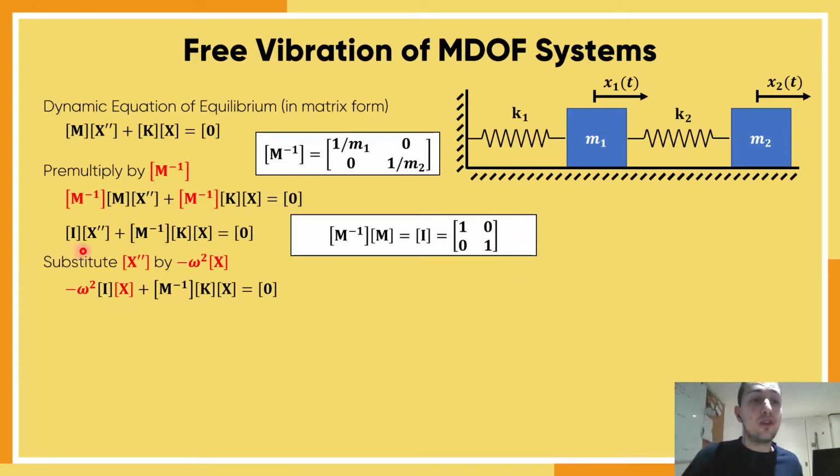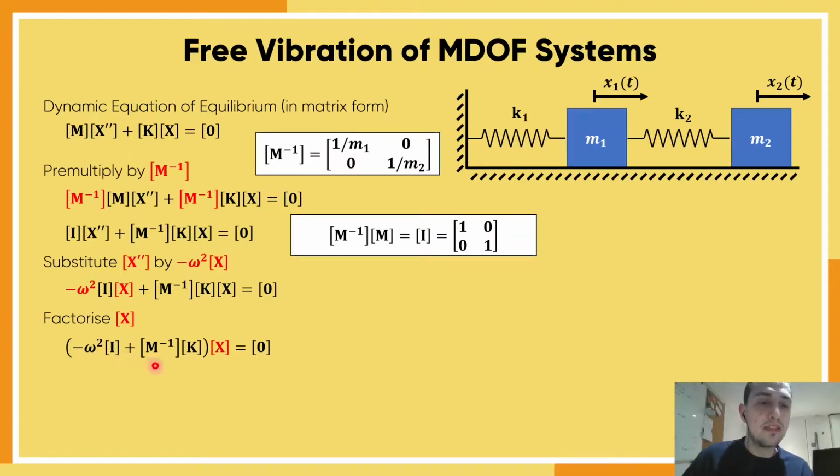The next step is to substitute the vector of accelerations by minus omega squared times the displacements, similar to what we did in the single degree of freedom. This allows us to substitute this term here by these two terms. The next step is to factorize x, and this leads us to this equation: minus omega squared times the identity matrix plus mass matrix inverse times stiffness matrix, times x. So this in parentheses times x equals 0.